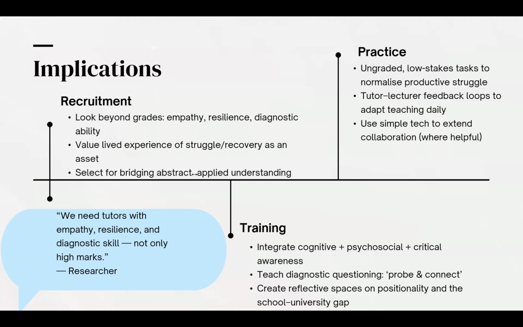And then for practice, our students only understand the currency of marks. And so we need to have ungraded, low-stakes activities to normalize the productive struggle. Yes, it's okay to get something wrong. This is how we learn. And you don't need to have marks. So it's understanding before marks. And then once again, the tutor-lecturer feedback loops in these regular day-to-day huddles are invaluable in developing tutors to do their work. And then use simple tech to extend collaboration.